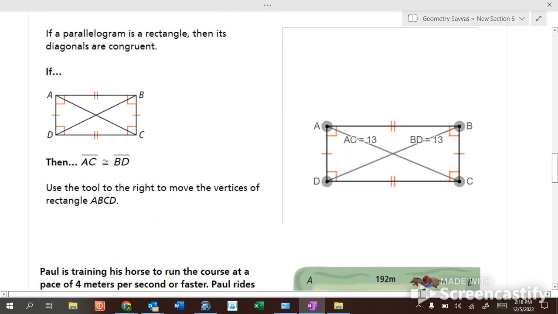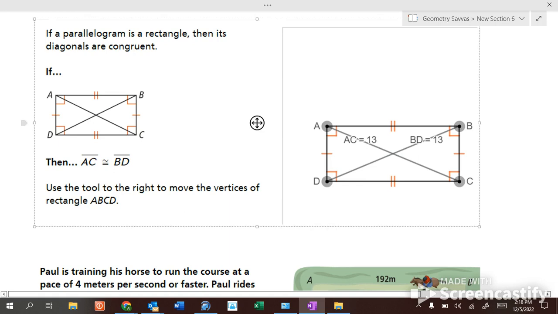Okay, rectangles. Notice, is this angle the same size as this angle? This little one and this one? No. Diagonals do not bisect opposite angles in a rectangle. Okay? But the diagonals are congruent. These two diagonals are the same length. Okay? So that's the one thing we know about rectangles.